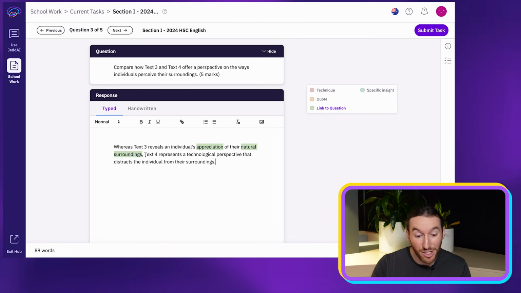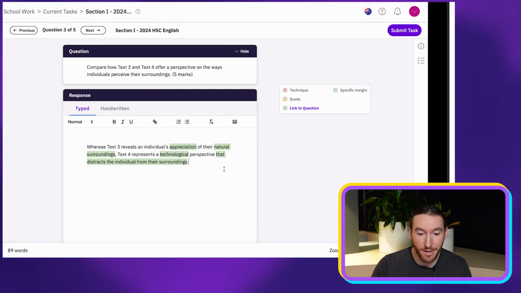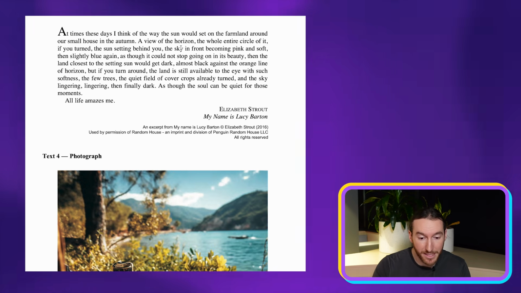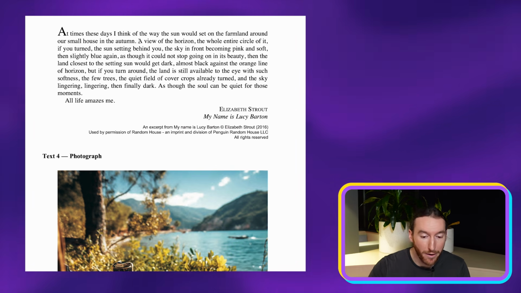And then we say text 4, because whereas text 3 does that, text 4 represents a technological perspective. See again how it's linking to the question by breaking it down. So it's expanding on the word perspective, that distracts the individual. Distracts. That's the word where you're really getting the mark here, because you're showing a clear difference. One person is appreciating it, one person is distracted. Make sure you have a look at the text, but you've basically got someone describing very vividly their perception of their environment, describing the sun, the sky, and so forth.